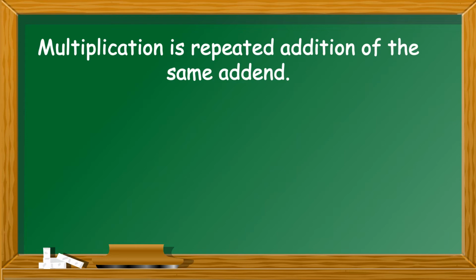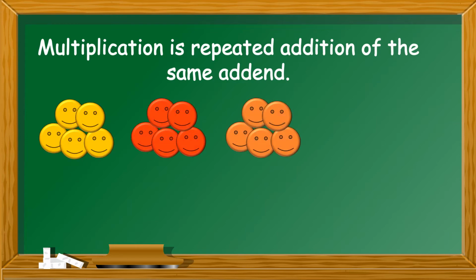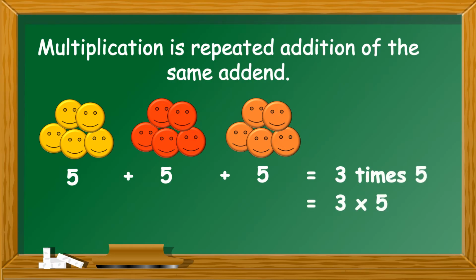One more example. There are 3 groups of smileys, and in each group there are 5 smileys. In order to find the total number of smileys, instead of adding 5 3 times, we will write 3 times 5, which is equal to 3 into 5. And we know 3 5s are 15. Hence, we can say that there are 15 smileys altogether.